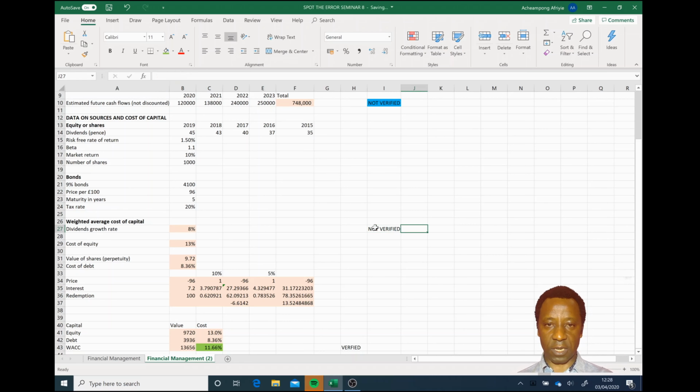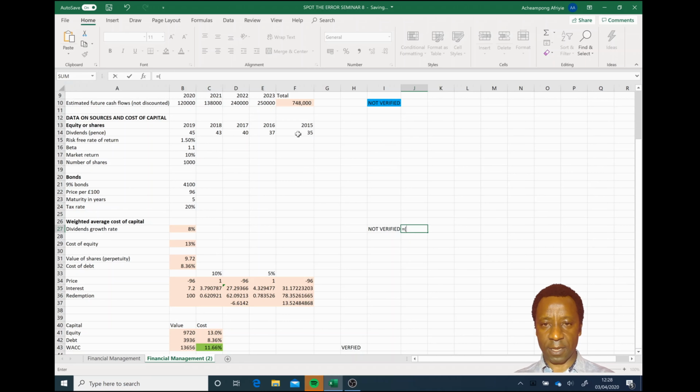So we should calculate our own, right? We need to go back to the dividend data that we've been given here. I think we did this last week, didn't we? We did this last week in our spot the error calculation. If we have a sequence of dividends, we can calculate the geometric growth rate, the constant growth.